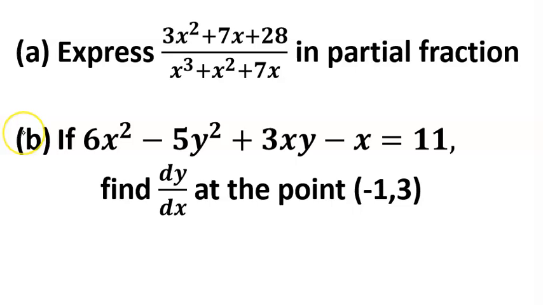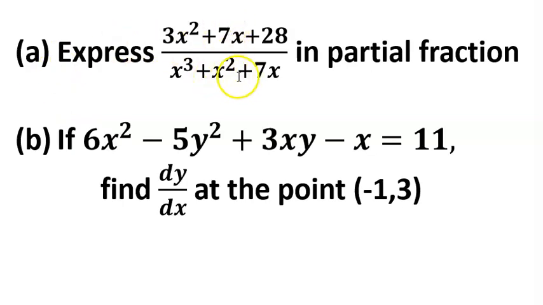In this video, we are going to solve question 10 of WASSCE 2022 elective maths. The first part: express (3x² + 7x + 28)/(x³ + x² + 7x) in partial fractions. The second part: if 6x² − 5y² + 3xy − x = 11, find dy/dx at the point (−1, 3). Okay, so let's see how we are going to do this.